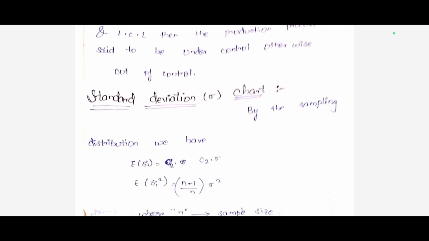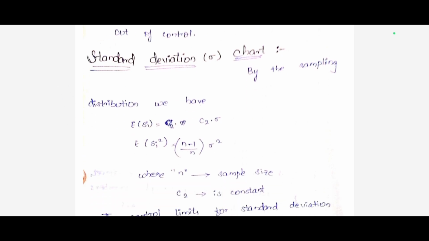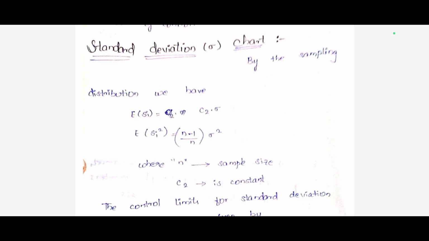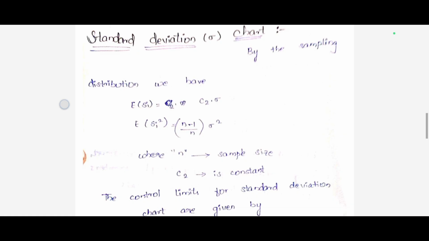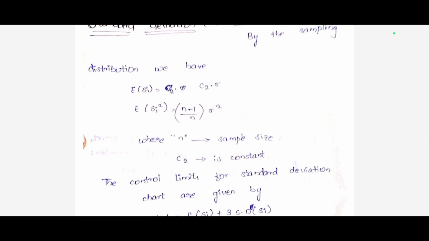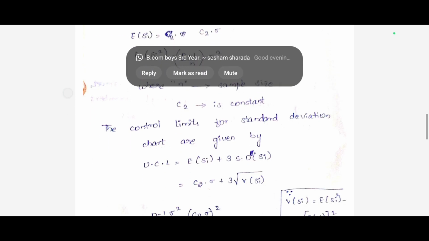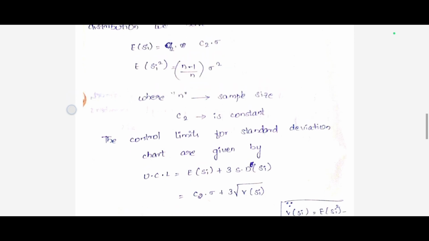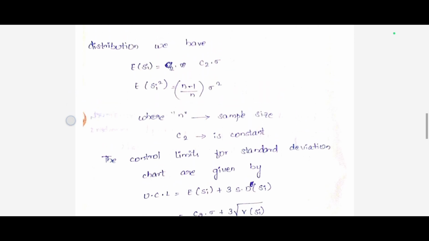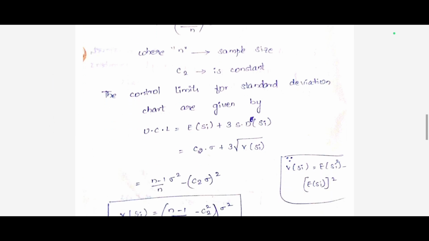Next, the standard deviation chart, a very important chart for the examination also. By the sampling distribution, we have the expected value of Si equals C2 into sigma. The expected value of Si square equals n minus 1 divided by n into sigma square. What is n here? That is the sample size. What is C2 here? It is a constant.